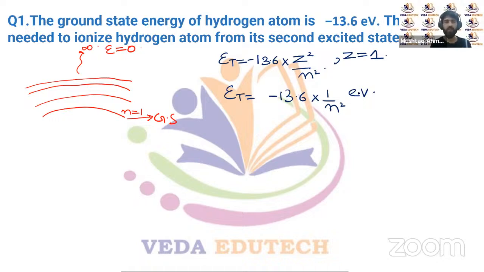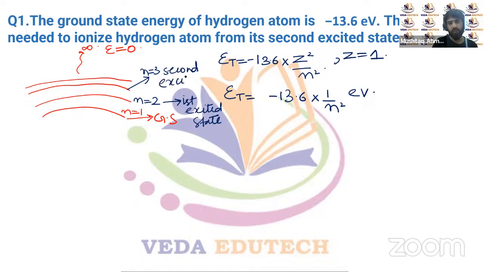Now the question is the energy needed to ionize hydrogen atom from its second excited state. So ground state is n equal to 1, right? And the first excited state is n equal to 2. And n is equal to 3 is the second excited state. So for, let's suppose, the fourth excited state, n will be 5, right? For the fifth excited state, n will be equal to 6, right?